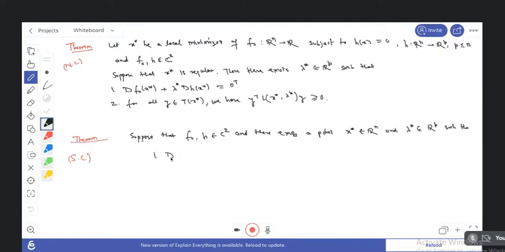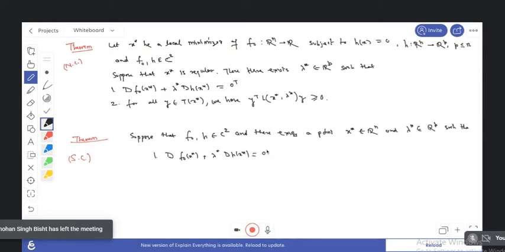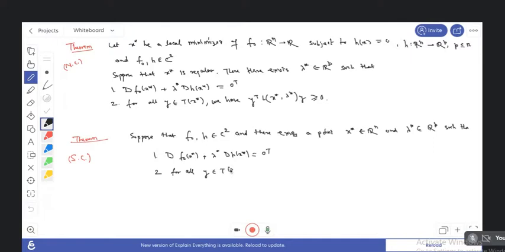So if these two conditions are satisfied, meaning the derivative of f naught at x star plus lambda star times the derivative of h at x star equals zero transpose, and second, for all y that belongs to the tangent space and y is not equal to zero, we have y transpose L x star lambda star of y strictly greater than zero. Because if y is equal to zero, this is equal to zero. This is why we take y not equal to zero. Then your point x star is a strict local minimizer.